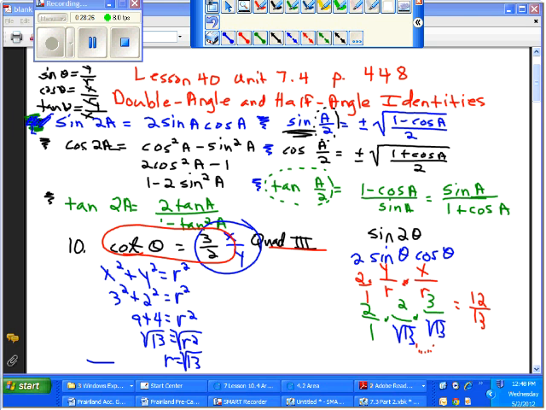Actually, no, it's not going to be half of that. The question was, can you just take 12 over 13 divided by 2? No. We're trying to figure out the angle that would produce that.